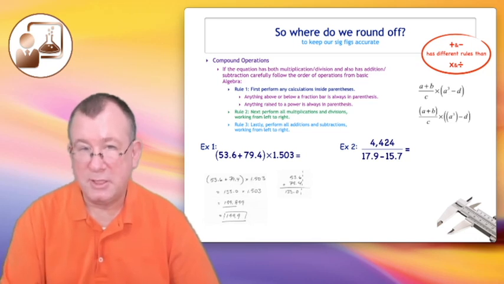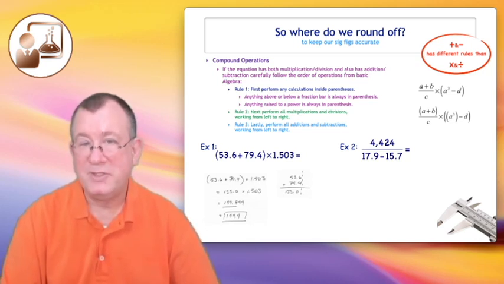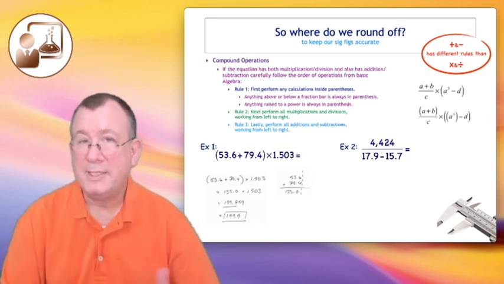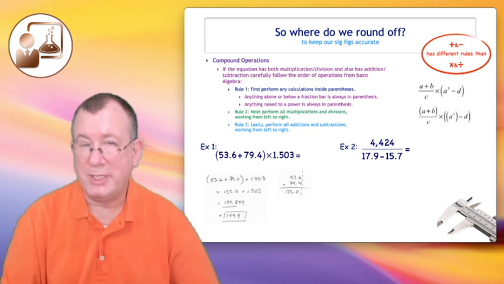Look at the second one. See the second one over there? 4 sig figs divided by 17.9 minus 15.7. Any bets on that? You think I'm going to get 3 sig figs? Maybe 4 like the first one? Let the numbers talk to you. Okay? Go through, do it slowly, step by step.